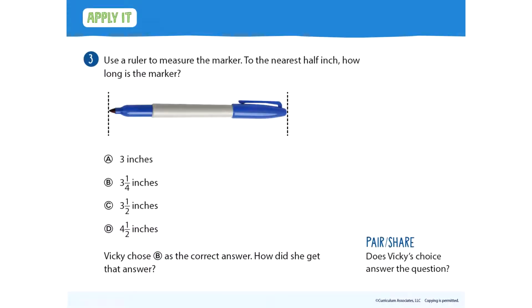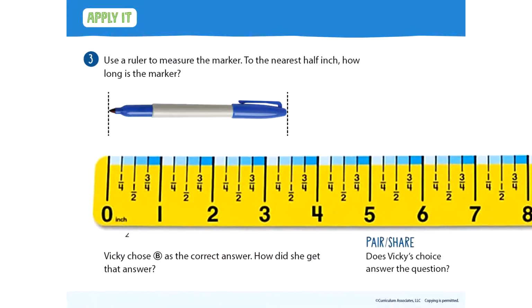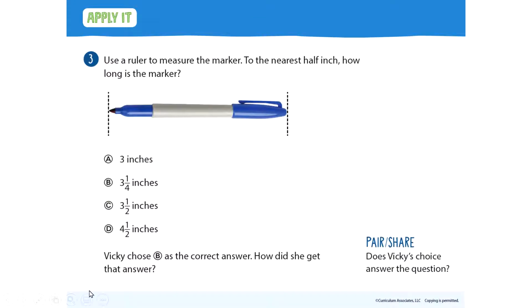The first question says, use a ruler to measure the marker to the nearest ½ inch. How long is the marker? We're going to look at my ruler and I'm going to bring it up to my pen and see how long it is. So I see that this marker is 3½, so I would fill in 3½ inches.